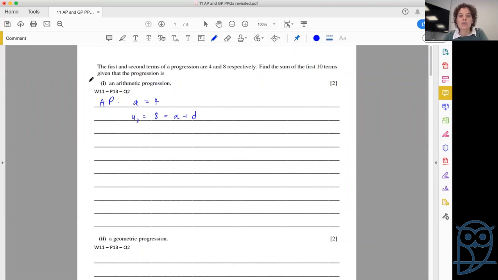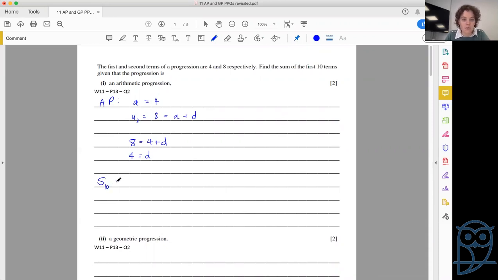Right, so in order to do the sum of the first 10 terms, we're going to need N, 10, A, 4, and D. But here we have a lovely equation popping out of our first line here, which is why we do things on one line. We know that 8 equals 4 plus D. There's our equation, but we already have the value for A. So subtracting 4 from both sides, we can see that D equals 4. So now we have our A, our D, and our N. So we're ready to sum for 10.